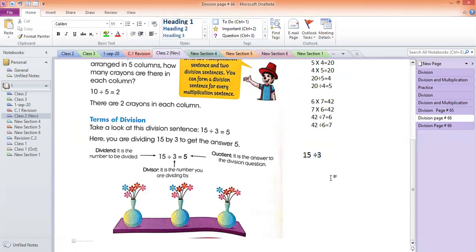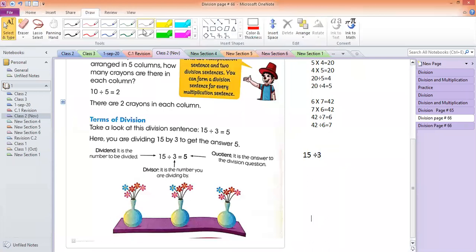Okay. So in 15 divided by 3, the number which has to be divided, or the number written before the division symbol, is known as the dividend. Look here, this is 15 divided by 3. Which number do you have to divide? You have to divide this 15. The number you have to divide is called the dividend.